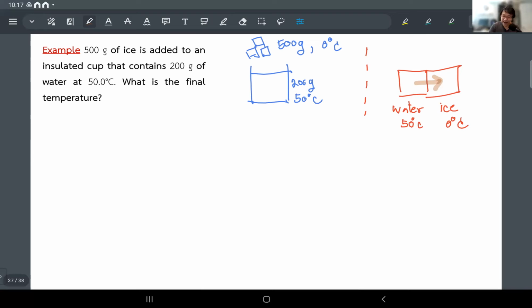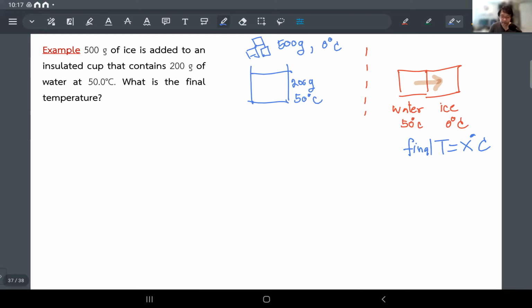Anyway, so what we have over here is, let's assume that the final temperature to be X degrees Celsius. All right, so that is our goal. Assuming that when this system reaches equilibrium, the temperature at the equilibrium point is X degrees Celsius. Okay, that's perfect. All right, so let's do it.